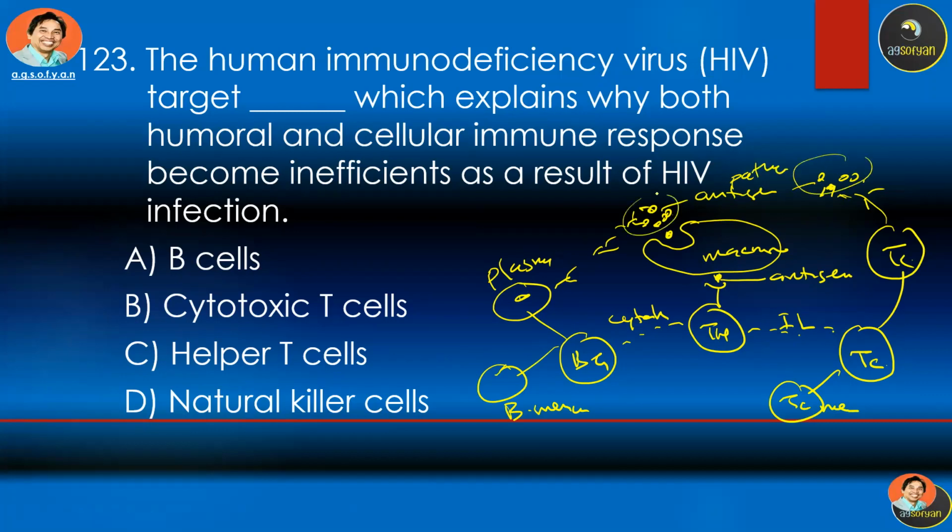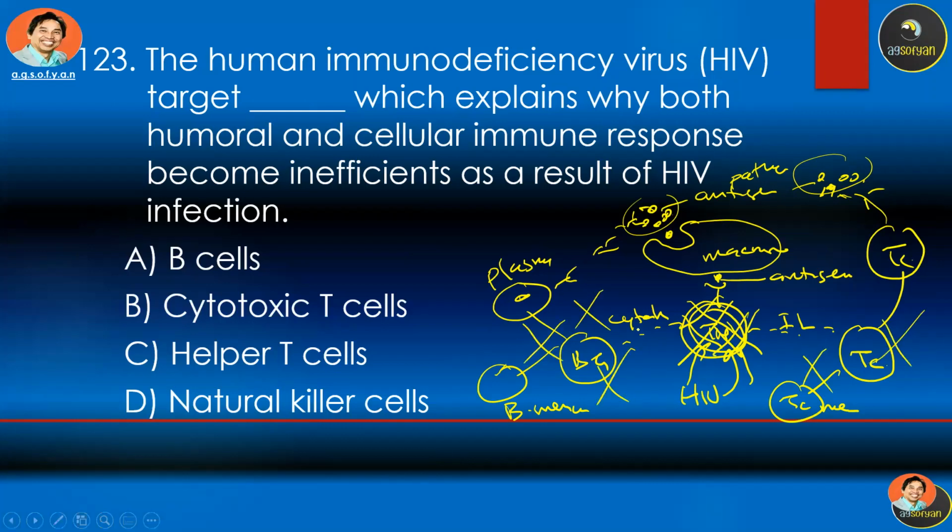Okay, so this is the process. It starts from the T helper. HIV virus actually attacks the T helper. It's destroying the T helper. If the T helper is destroyed, then this process will also be gone. So the individuals that have HIV infection become AIDS, they usually are unable to protect themselves against any type of infection. So the one that is targeted by the HIV is T helper T cells.